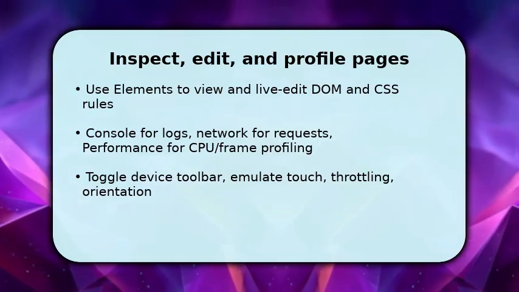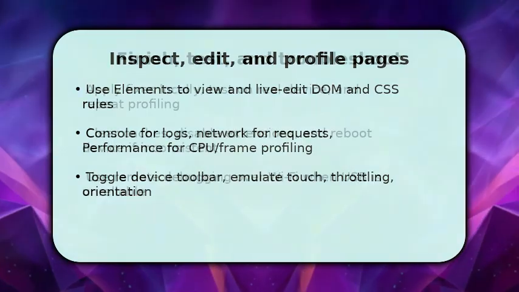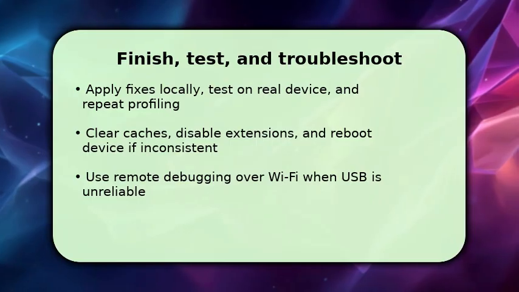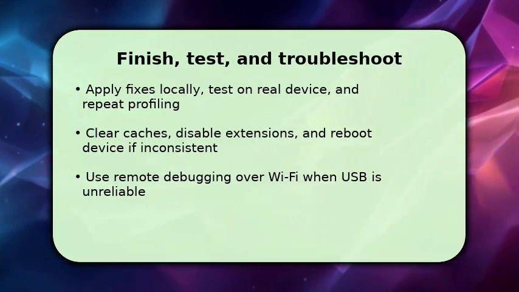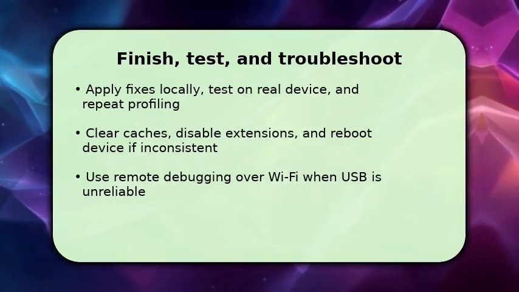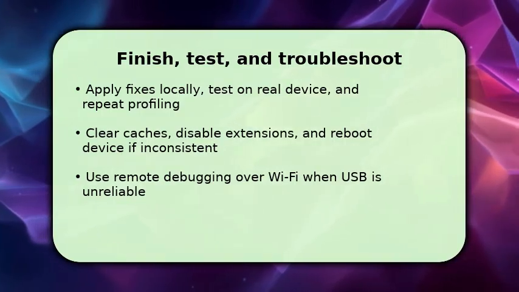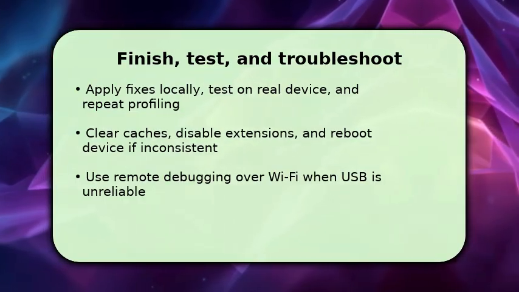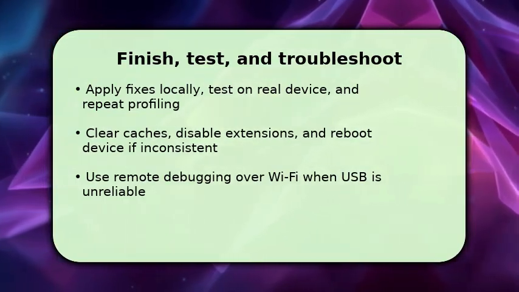To finish, apply code or CSS fixes and test them directly on the real device using the Inspected tab. Repeat profiling to confirm behavior improved. If results are inconsistent, clear caches, disable interfering desktop extensions, and reboot the phone and browser to remove transient states. If the USB connection drops, switch to ADB over Wi-Fi for stability.